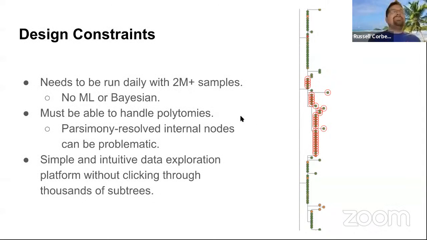Okay, so some design constraints, right? We want to run this daily with millions of samples. So again, you can't be doing this on maximum likelihood or Bayesian approaches because they'll just take way too long, even with way smaller sample sets. So we want something simpler than that.